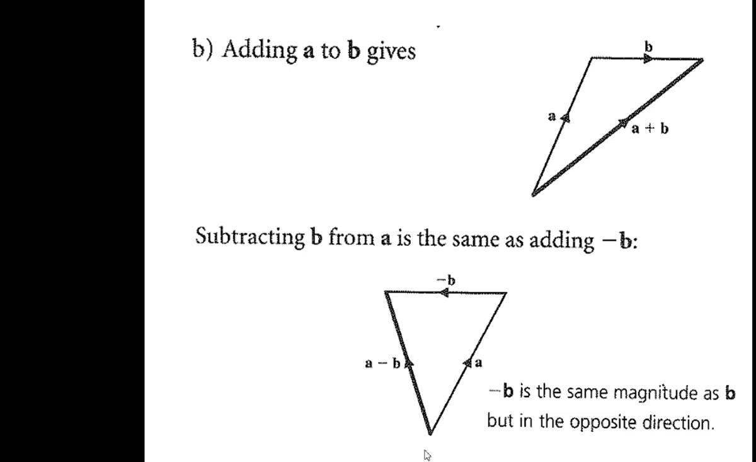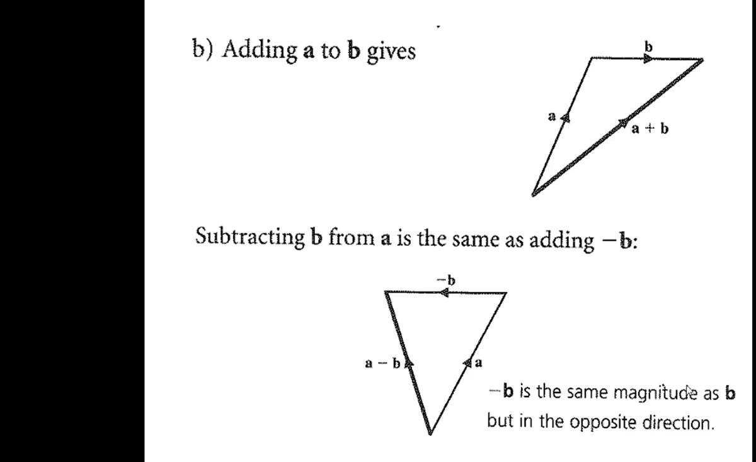It's kind of like going a, take away b. So here's a, b is going in this direction. So because it's negative b, we're going in that direction. So a plus b would be this vector. A minus b would be going in that direction instead, because you'd go a minus b and then join that one up. So that's what we've done here. A minus b, and we're joining that one.